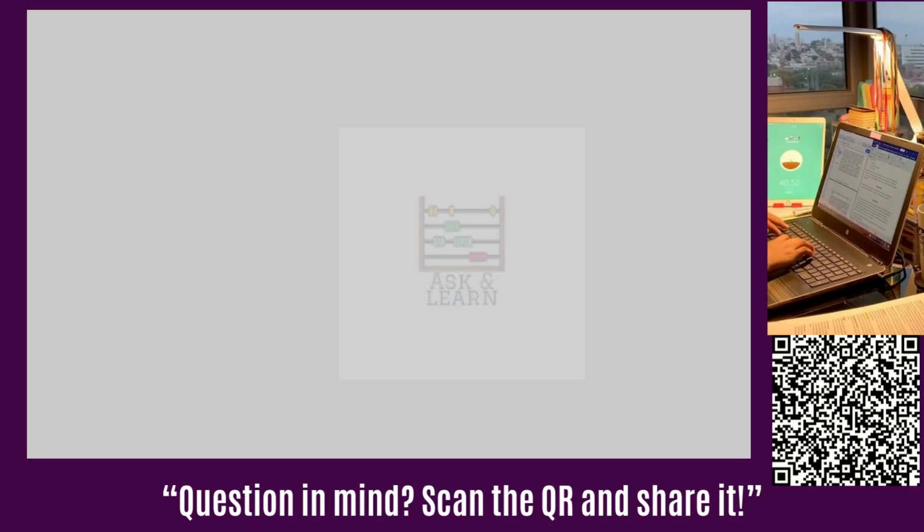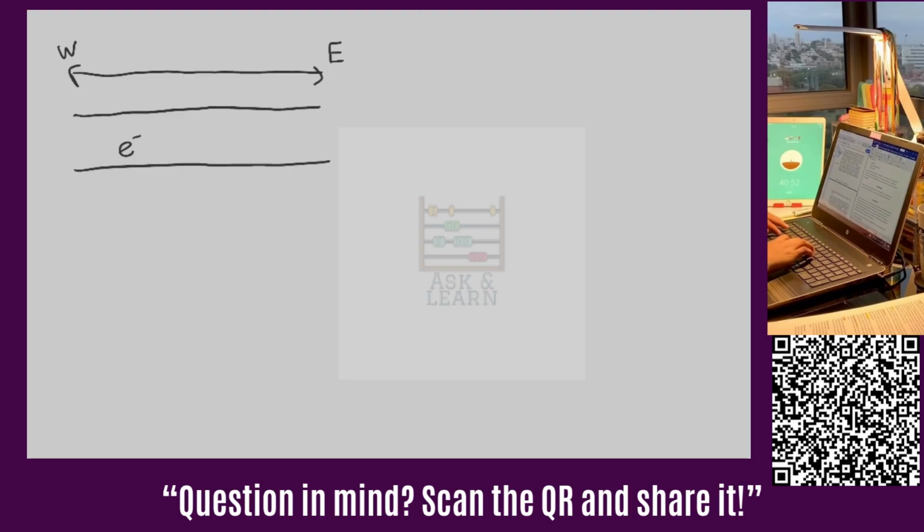Hello everyone. First, let's get a visualization for what is happening in this problem. We have a beam of electrons. We'll say that they're heading to the right, but our problem says that means they're heading horizontally from west to east. So we'll say that this is our westward direction, and this is our eastward direction. And we have a beam of electrons heading to the right. So we have a beam full of electrons all headed in a particular direction.